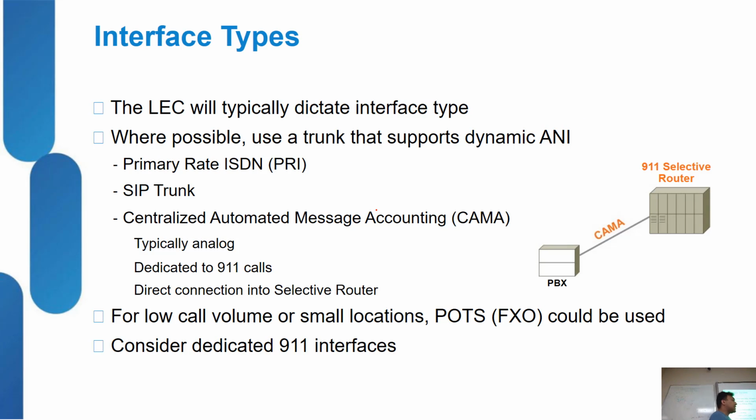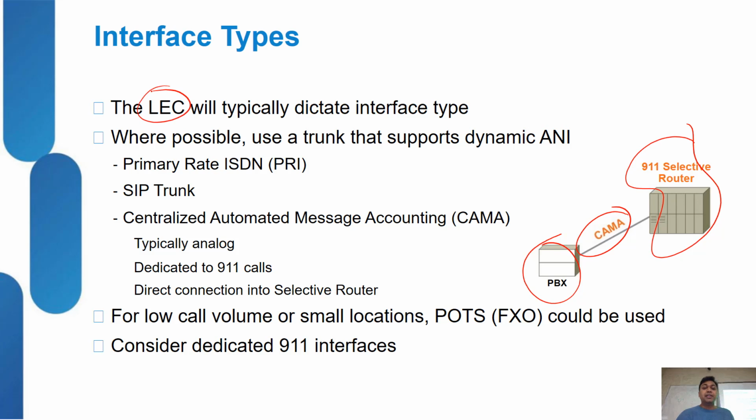So what kind of interface can I use between my PBX and the 911 selective router? Well, for local, it's going to be the CAMA interface. The LEC will typically dictate the interface type. What kind of interface you get to choose will depend on the service provider, who will usually dictate that. The reason is that if you choose something they don't have, obviously it's not going to work. So the service provider will decide whether to use a CAMA interface or SS7. Either one will depend on what the service provider selects.